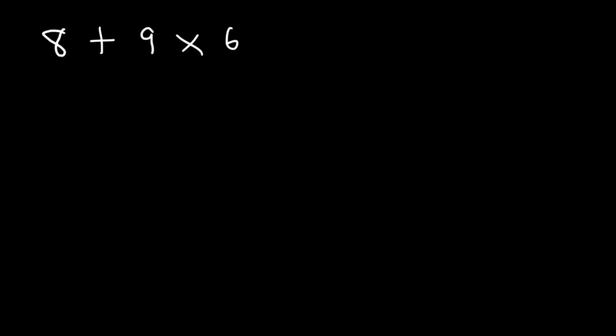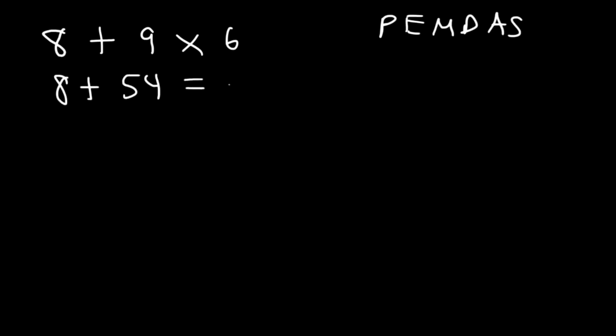Now, should we add or should we multiply first? According to PEMDAS, multiplication and division has more priority than addition and subtraction. So you want to multiply before you add. But let's do it both ways. 9 times 6 is 54. 8 plus 54 is 62. So 62 is the right answer.